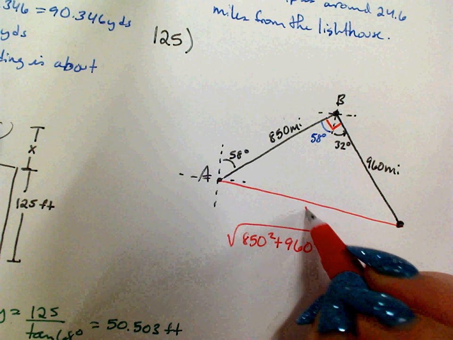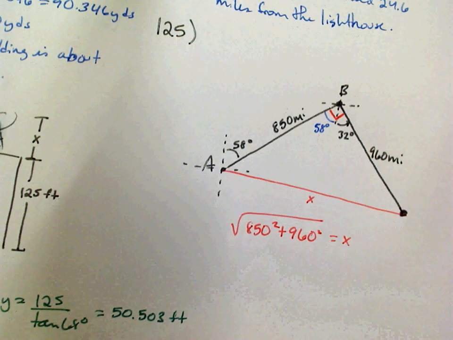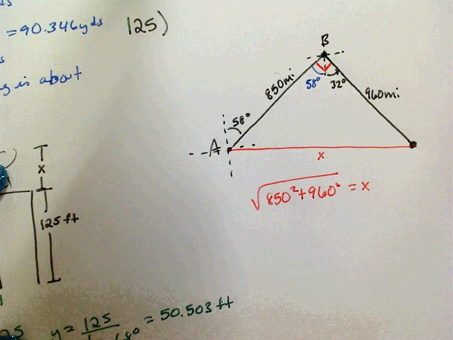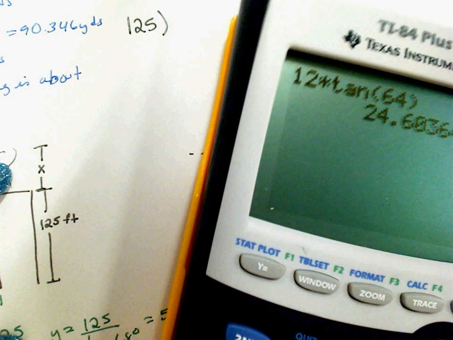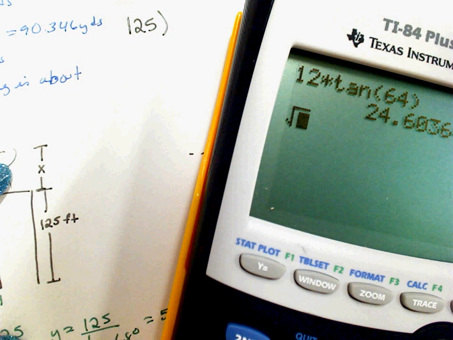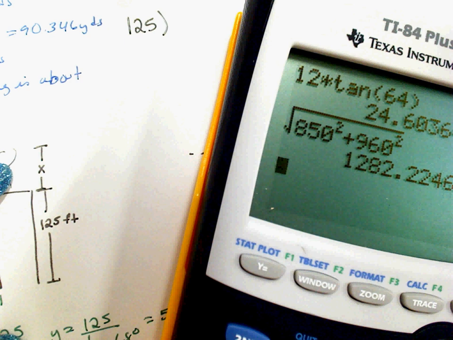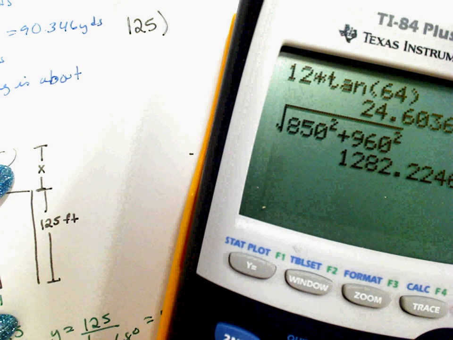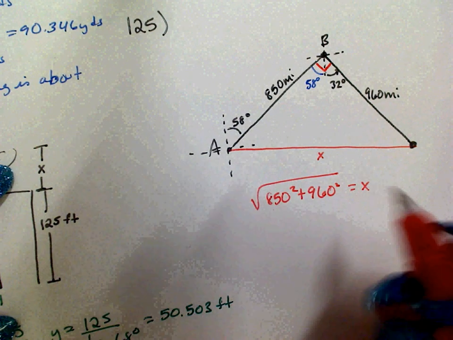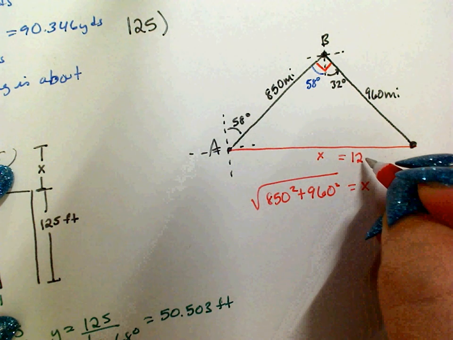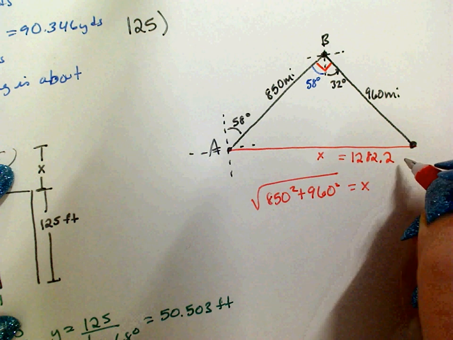So I'm going to do that real quick. The square root of 850 squared plus 960 squared. 1282.2. So 1282.2 miles, because it said to the nearest tenth of a mile.